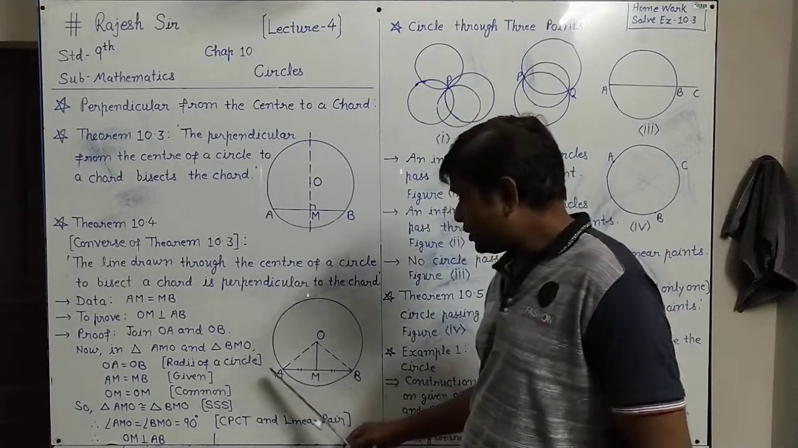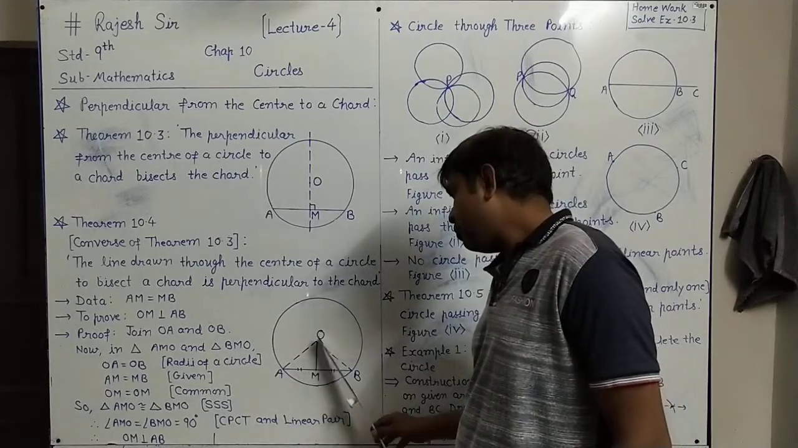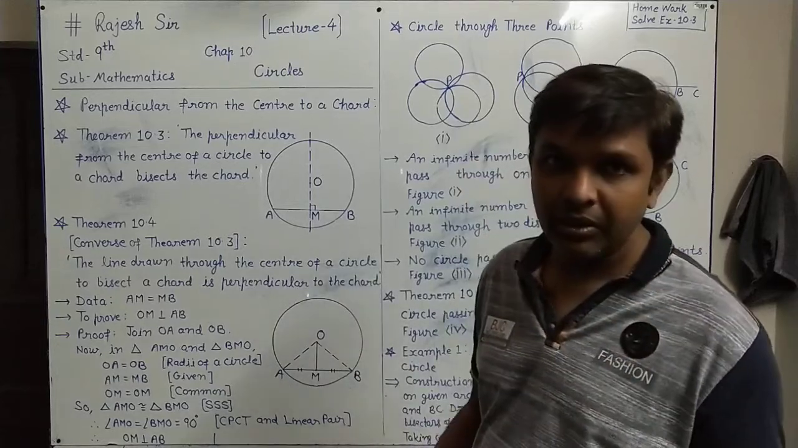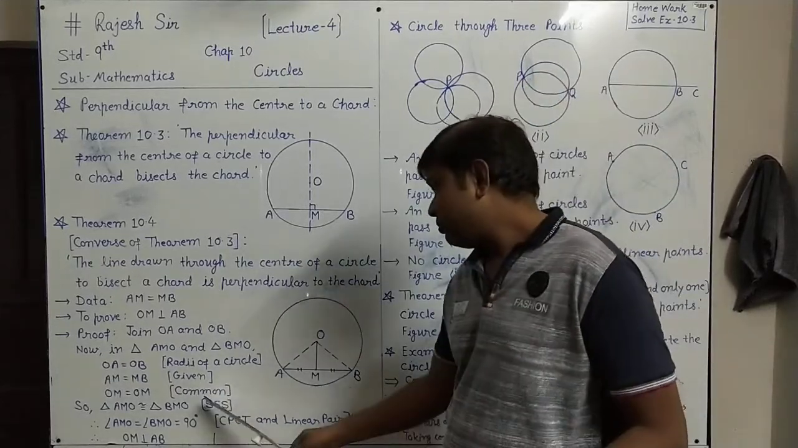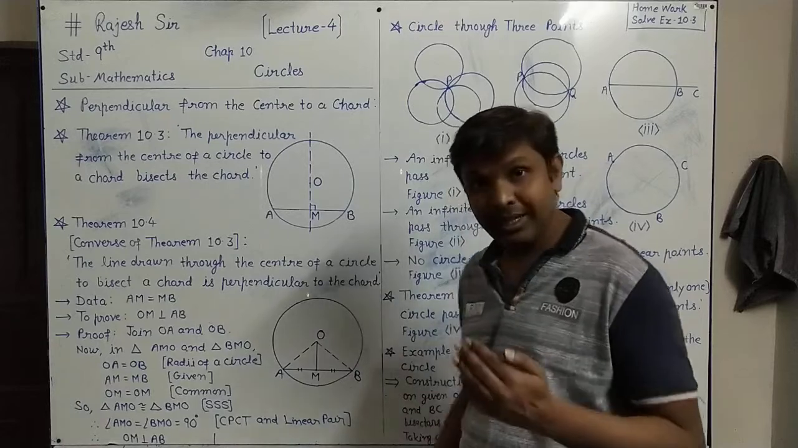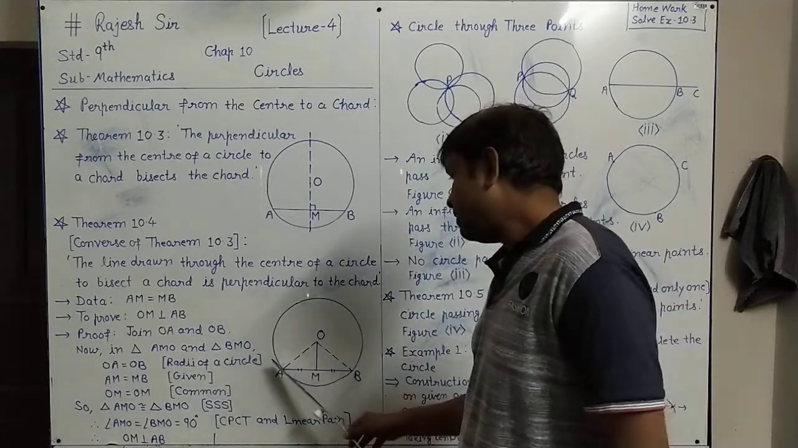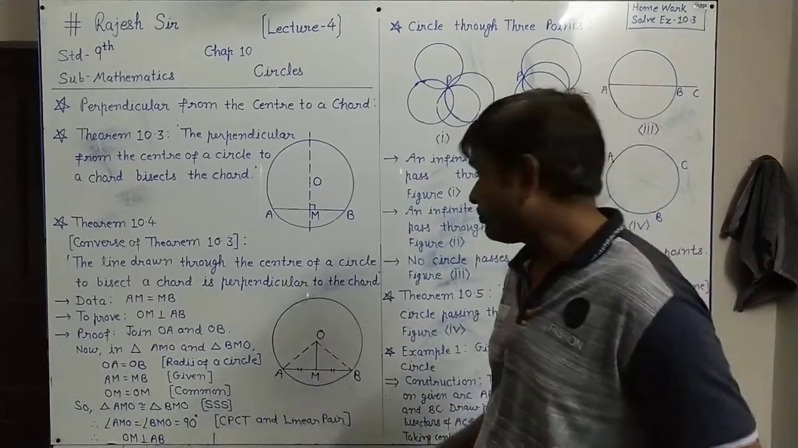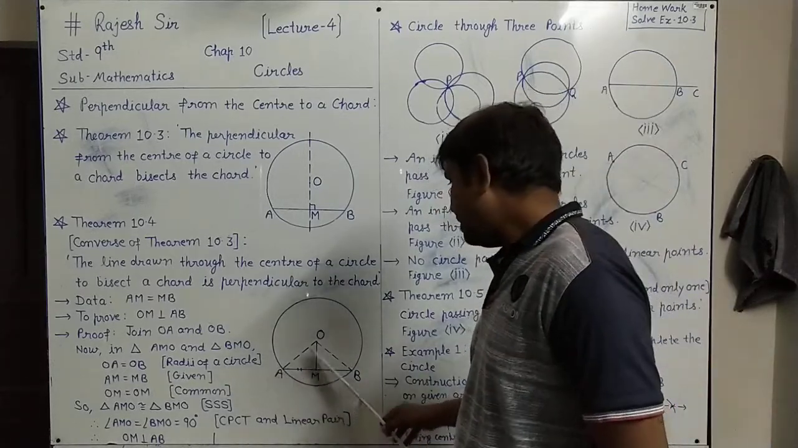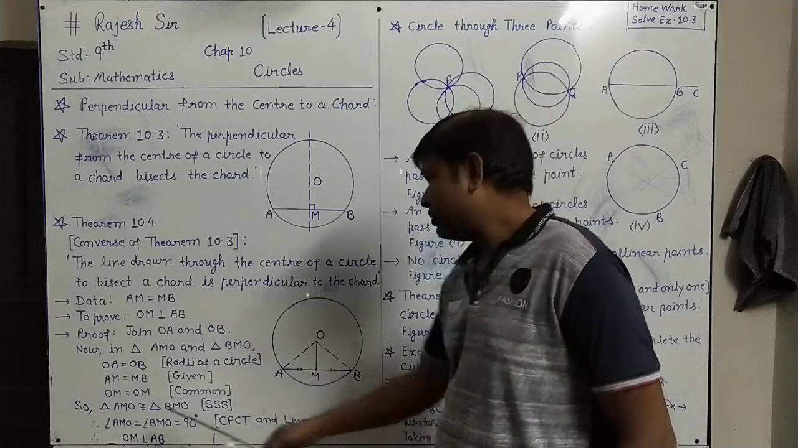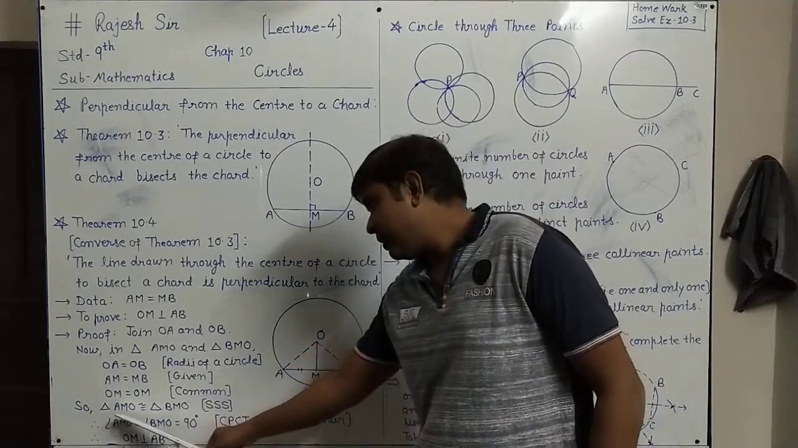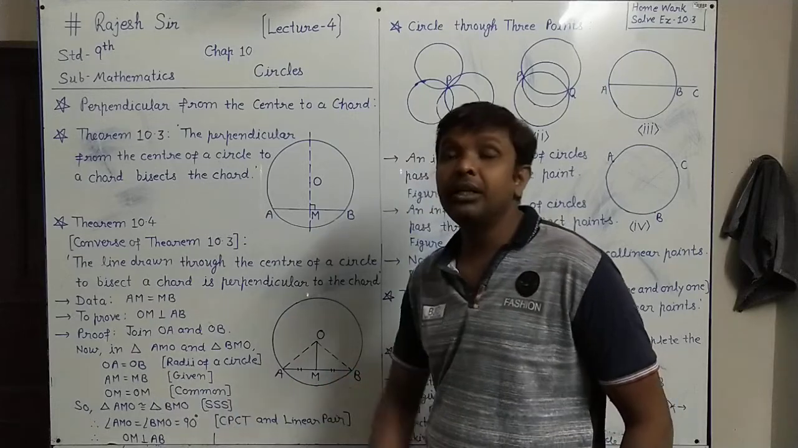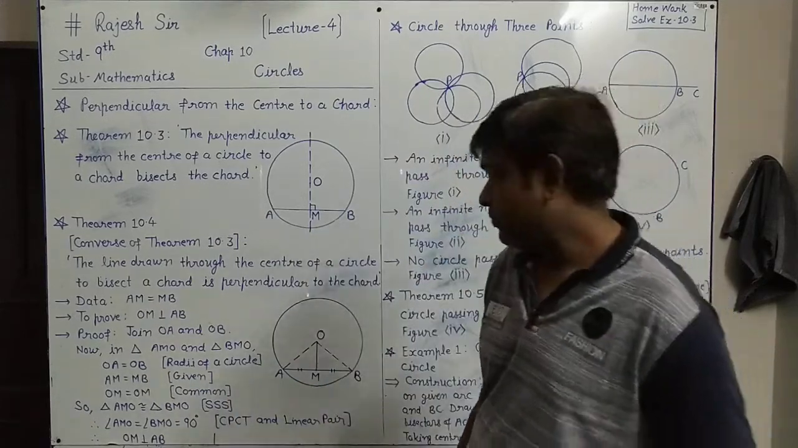So in these two triangles, AMO and BMO, all three corresponding sides are equal. So by SSS, side, side, side, both the triangles are congruent. We have seen it in the triangle chapter. We write triangle AMO congruent to triangle BMO by SSS, because the three sides are shown equal.